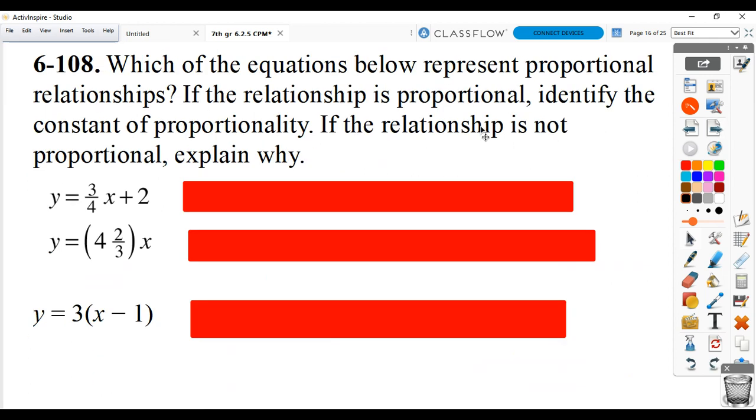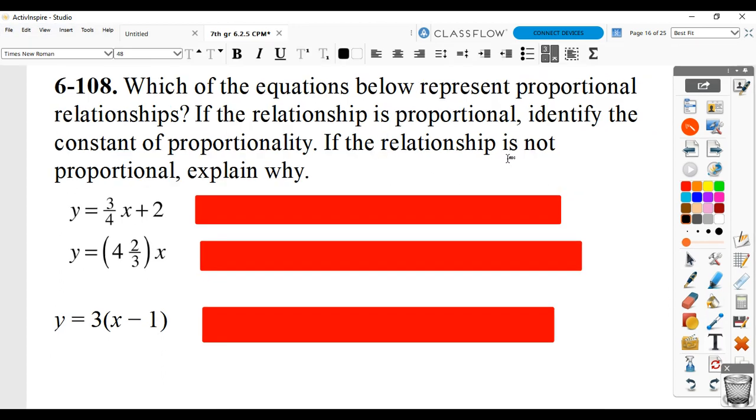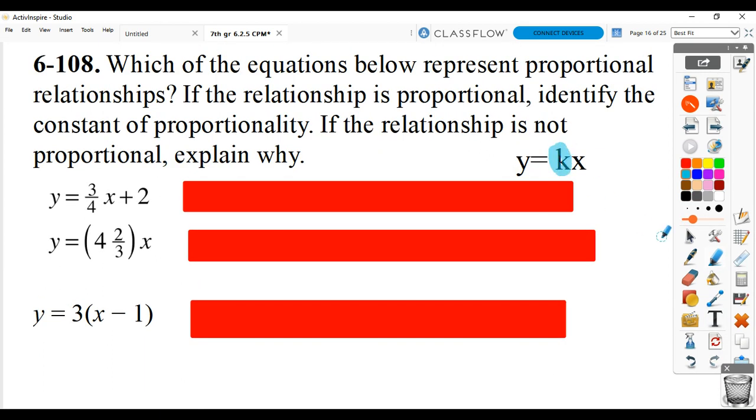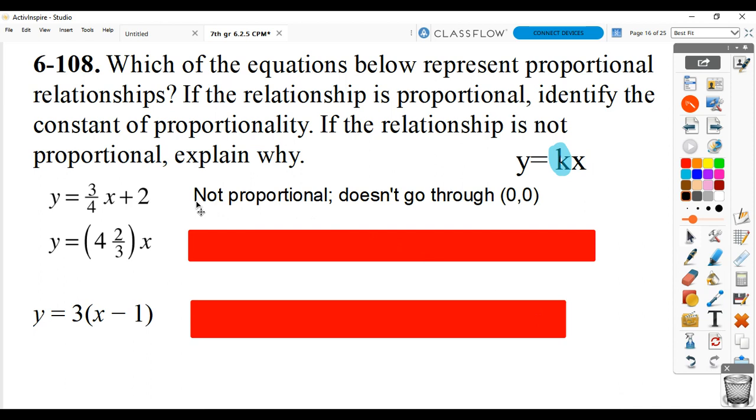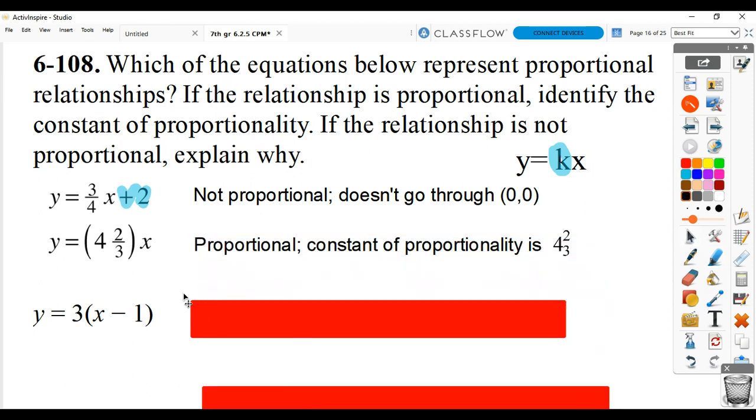For which equations represent proportional relationships? Remember, proportional relationships are always in the format of y equals k times x, where k is your constant of proportionality, and these are linear equations that go through 0, 0. So this first one would be non-proportional. It's not proportional because it doesn't go through 0, 0, and the reason is this plus 2 part. If the plus 2 was not on there, it would have been a proportional relationship with 3/4 as the constant of proportionality. The second one here is proportional.